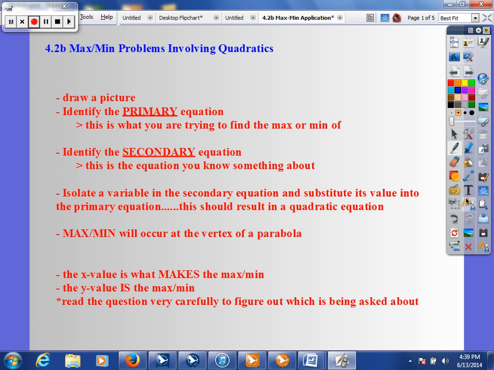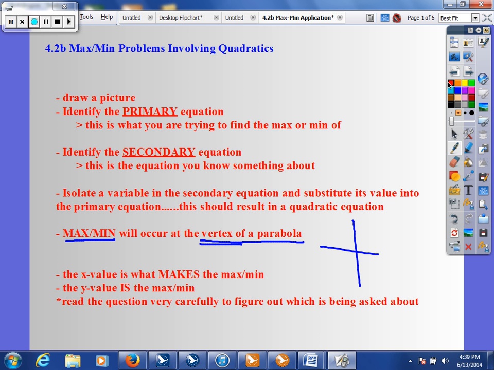So that's what we're trying to do: isolate a variable in the secondary equation so we can substitute it into the primary equation. And this should result in a quadratic equation. Now, what's so important about a quadratic? Why are we dealing with quadratics? Well, max and mins always occur at the vertex of the parabola.